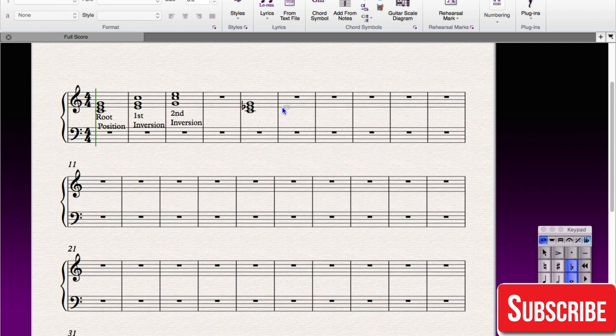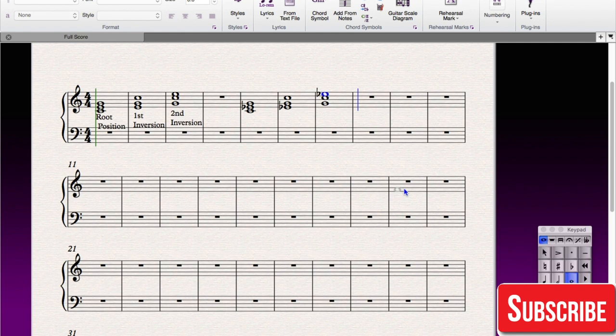So here I'm going to notate that C minor chord, but starting now with the third, which is that E flat, then the G, then the C is now at the top. Then I'll write it again as a second inversion, starting with the G, the C, and I'll write the E flat here at the top.